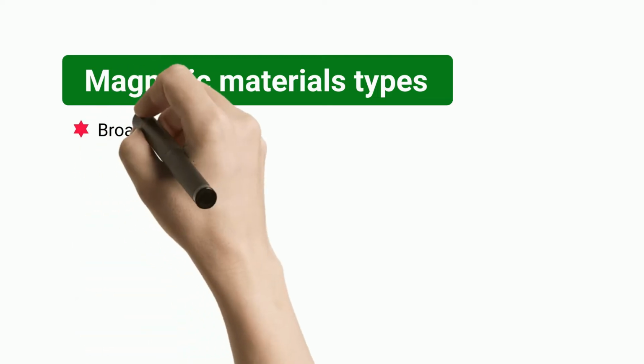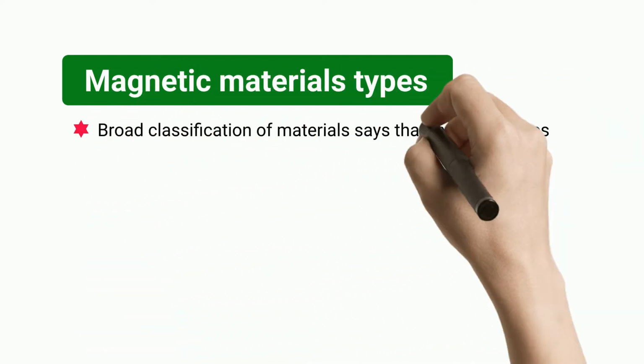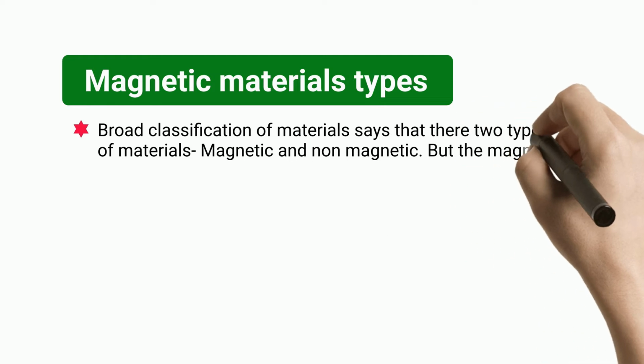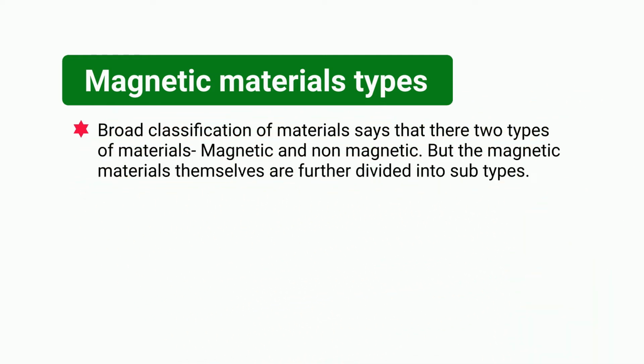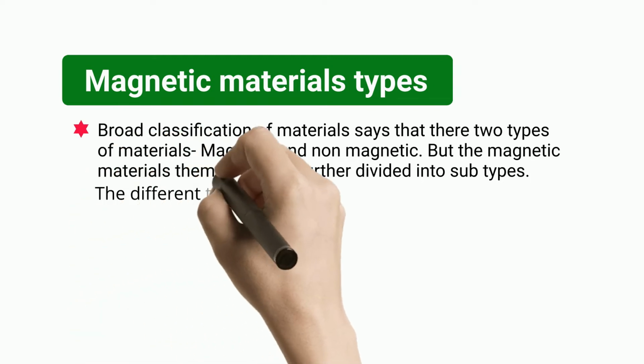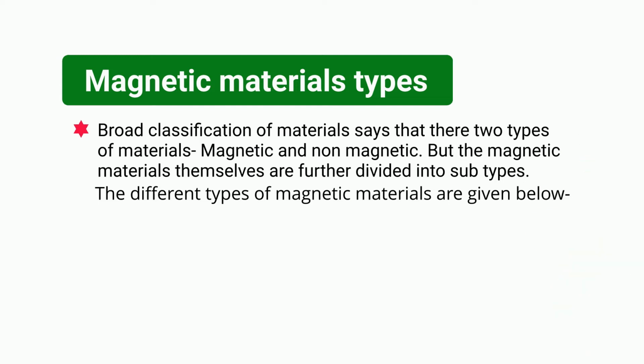Magnetic materials types. Broad classification of materials says that there are two types of materials: magnetic and non-magnetic. But the magnetic materials themselves are further divided into subtypes. The different types of magnetic materials are given below.